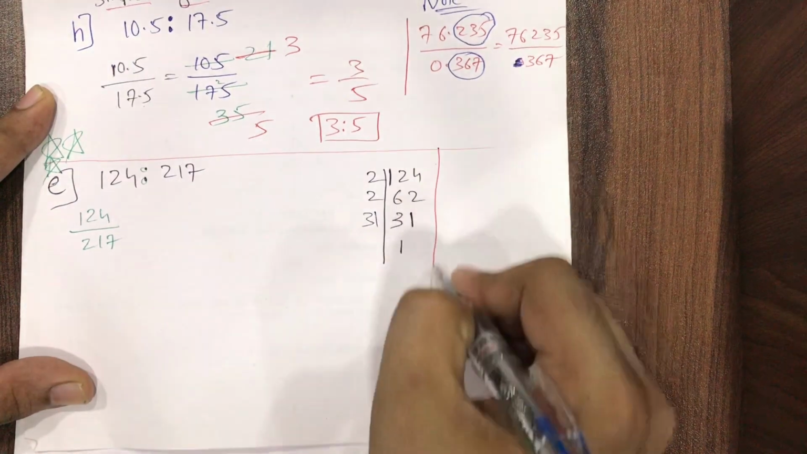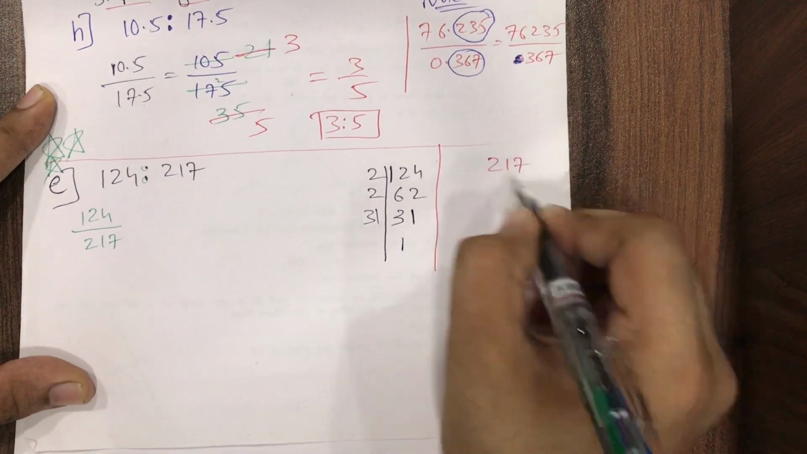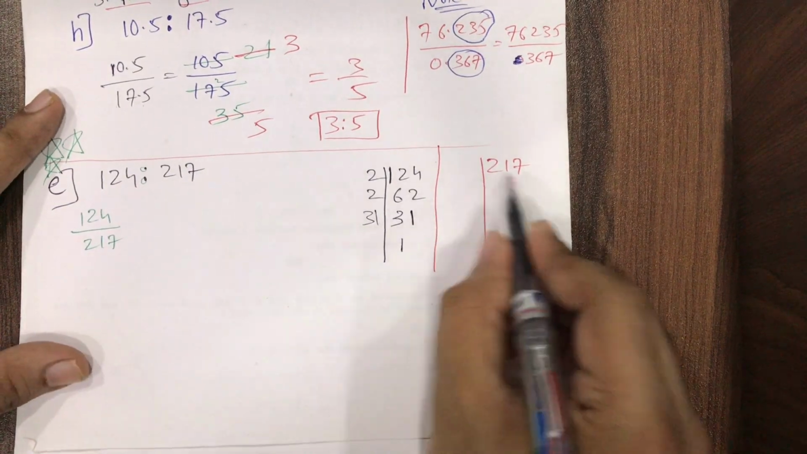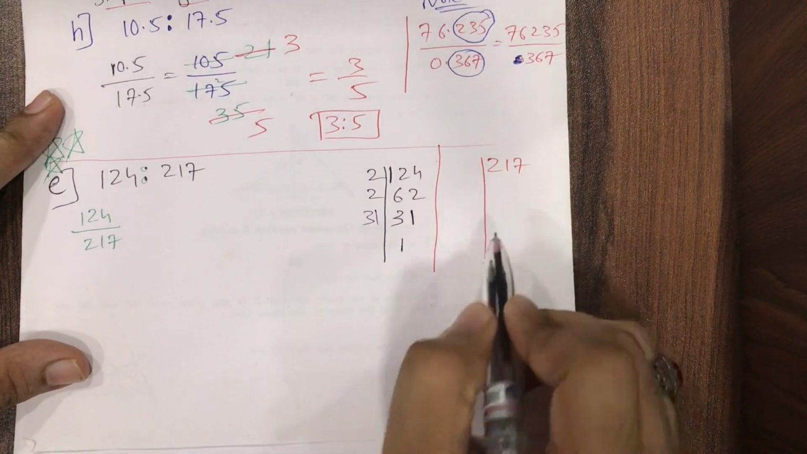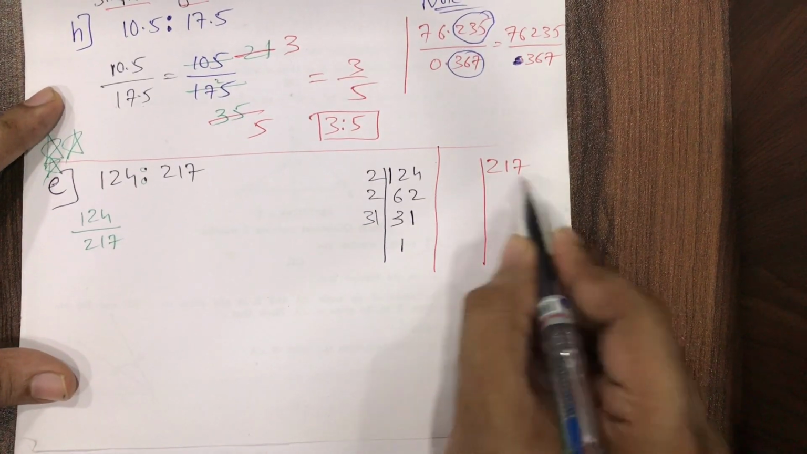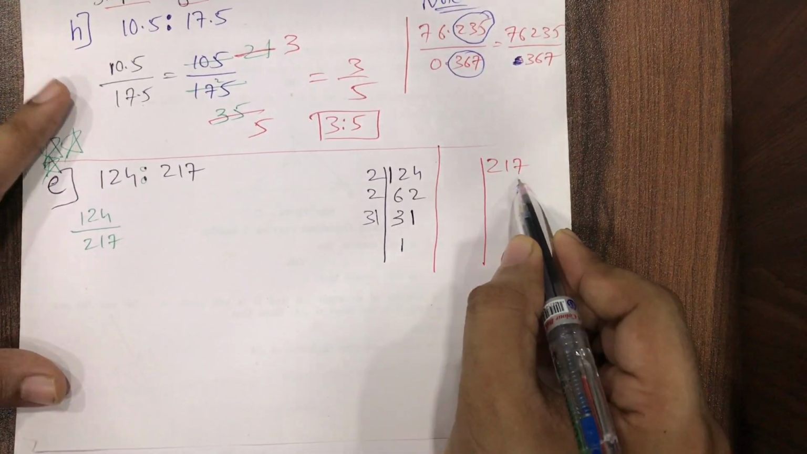Great. Now I'll be finding out the factors for 217. Okay, for 217 I'll be finding out. Does it go into 2? No, 7 is an odd number, it will not go into 2. Does it go in 3? 2 plus 1 is 3, 3 plus 7 is 10. 10 does not come in 3 times table, so 217 will not go in 3 times table.